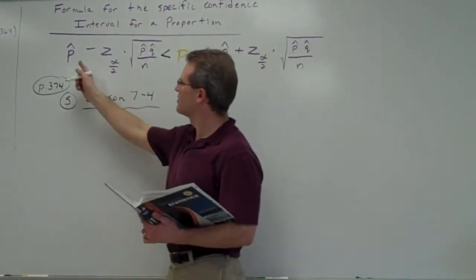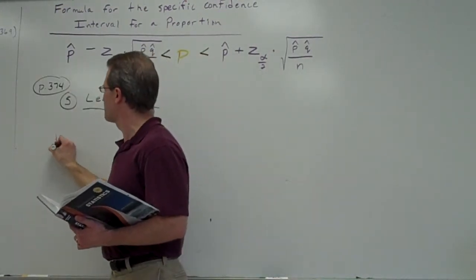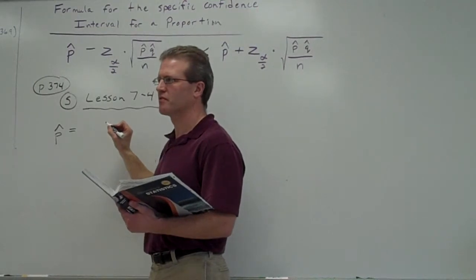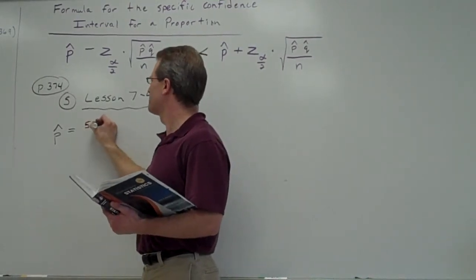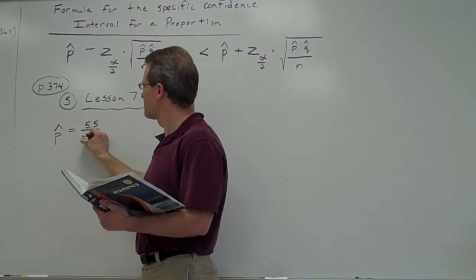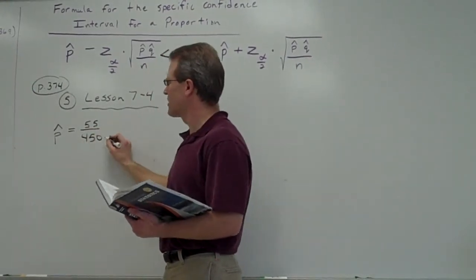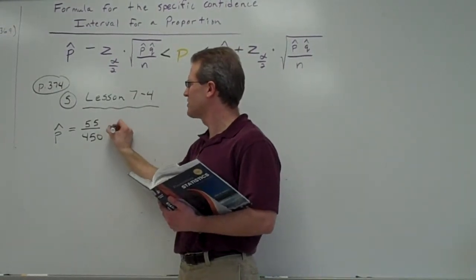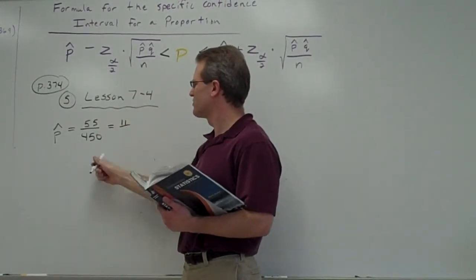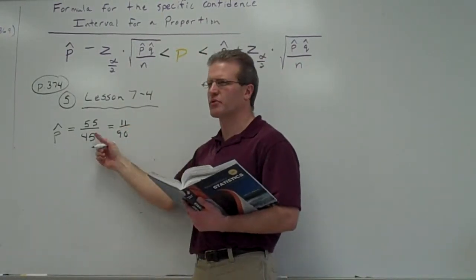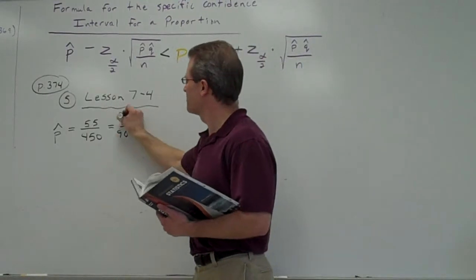So our sample proportion is going to be P hat. How many did they say go to private school in their sample? 55, right? Out of, what, 450. So there's your X over N. Now if you can reduce that, go ahead and do that. I'm going to divide them both by 5, and that would give me 11 over 90. But it doesn't really matter if you reduce it, actually. But that's my P hat.